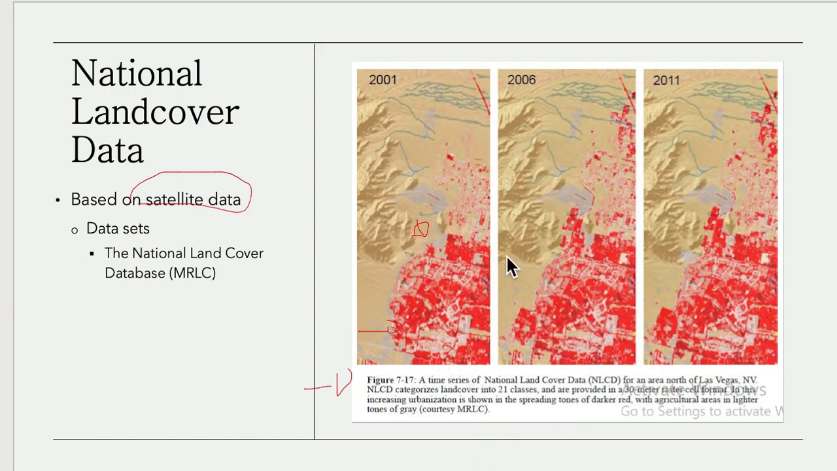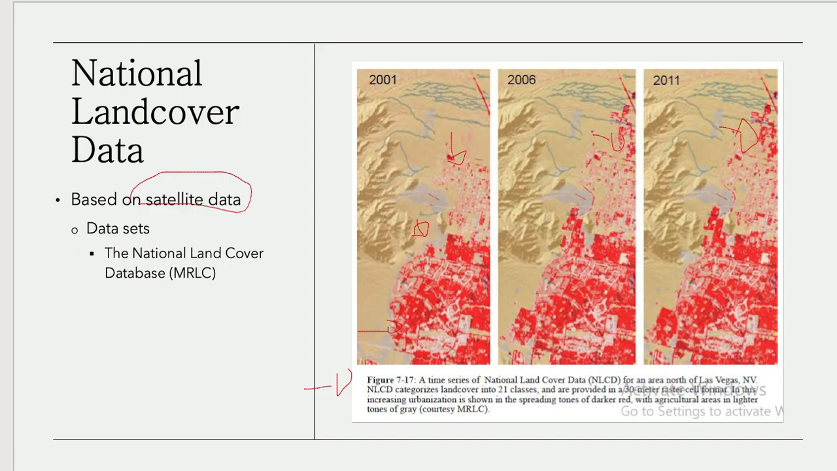So we could see the development of Las Vegas, especially in this area right here from 2001. We could see it gets more developed, especially by 2011. So land cover data is useful to see how the land has changed across time. So this is good for time series and also to see a place that gets deforested. So this is the national land cover data.